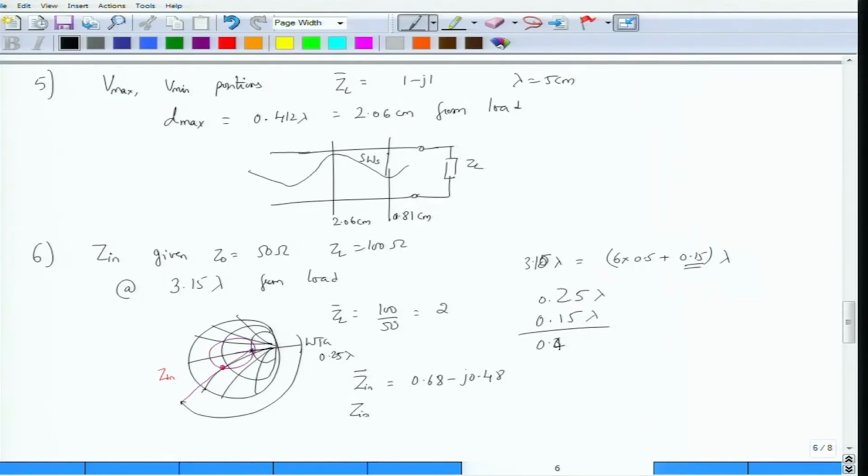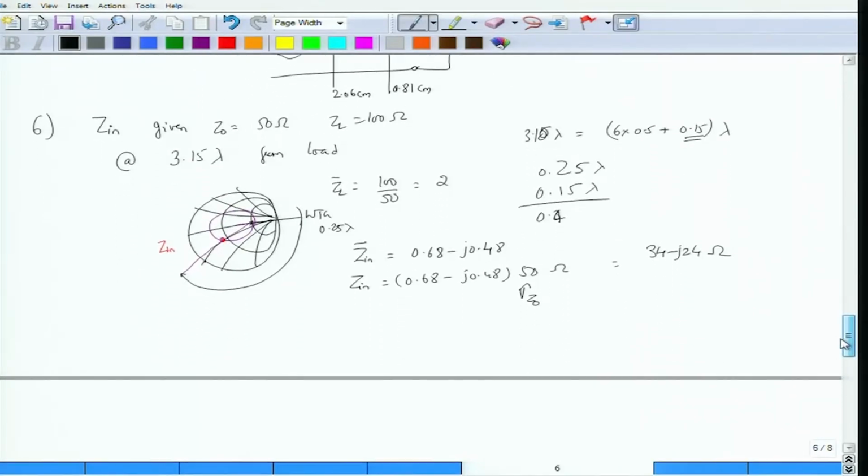The unnormalized value will be 0.68 minus j 0.48 into 50 ohms, because this is your Z0, and the answer would turn out to be roughly 34 minus j 24 ohms. So this is the input impedance as seen from a distance of 3.15 lambda. If lambda is given as 5 centimeters, you are looking at a distance of around 3.15 into 5, which is approximately 15 centimeters from the load.